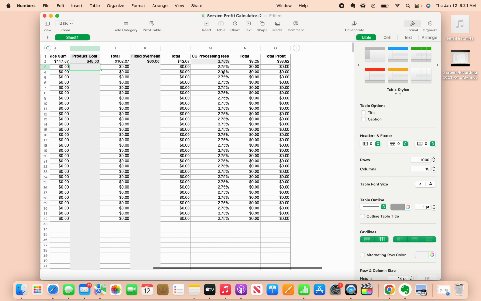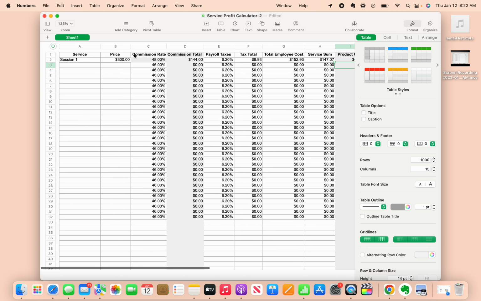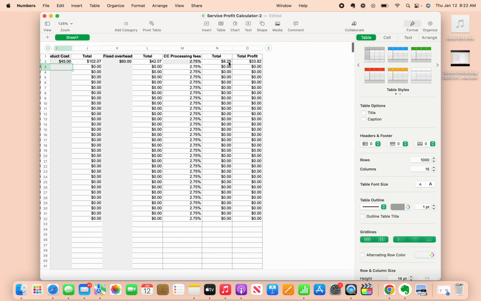I want to also include your credit card processing fees. So whatever your credit card processing fees are, this is going to do it on the total amount of the sale, which is right here. And processing fees for this service are $8.25. This is your total profit after all of your expenses are figured.